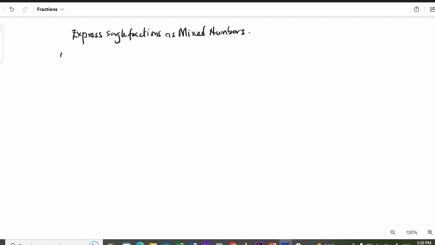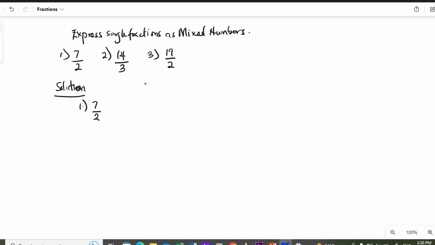So first we have 7/2. Second we have 14/3. And third we have 19/2. Okay, so we're going to work with these three examples. So let's do our solution right here. So how do we change 7/2 to a mixed number?